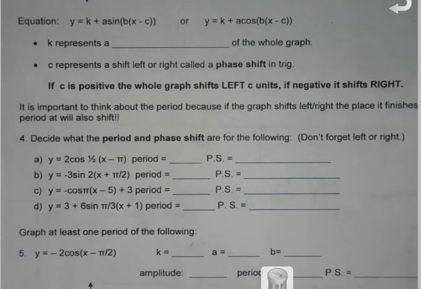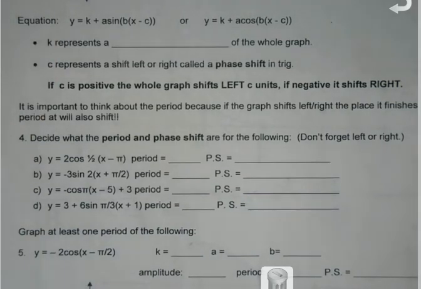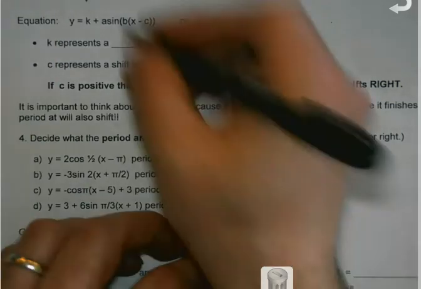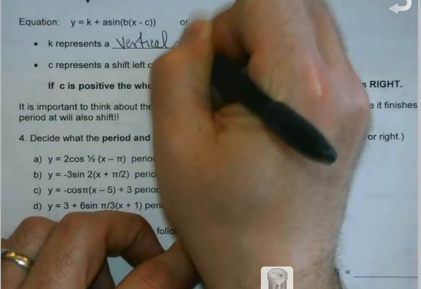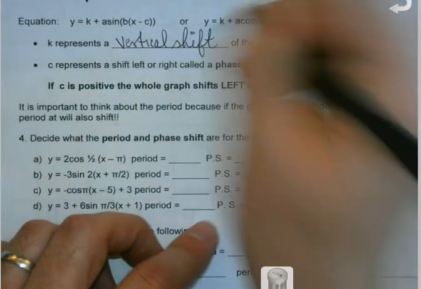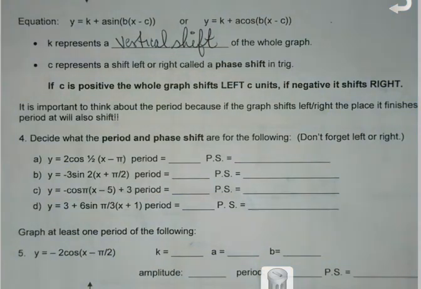So yesterday we talked vertical shifts. Today we talk horizontal. So now, when we're down here towards the bottom, again, just a reminder, K is my up and down, my vertical shift of this graph. C, however, is going to be my left or right, my phase shift or my horizontal shift.